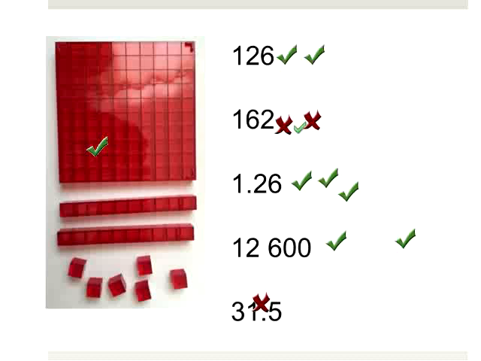Okay, so I see a lot are accepting the 126, the 1.26, and the 12,600. And it makes sense that those would be the ones that we easily recognize because we see these as base 10. So anything multiplied by a power of 10 is going to be recognizable to us. What would we want to say to a student who said that this was 162?